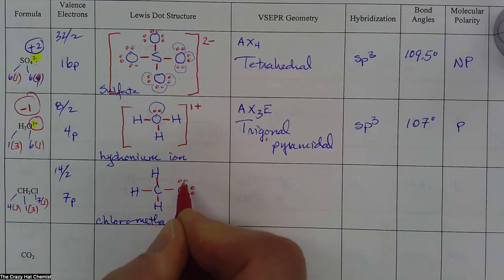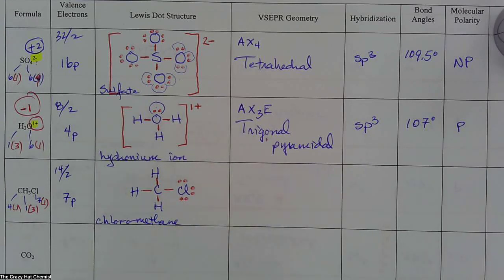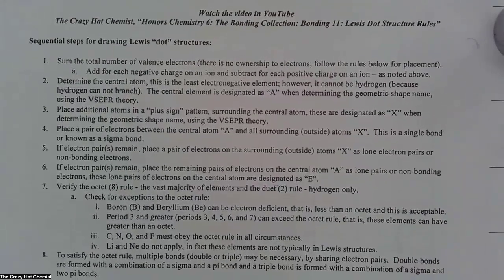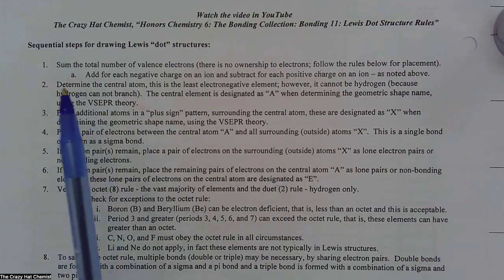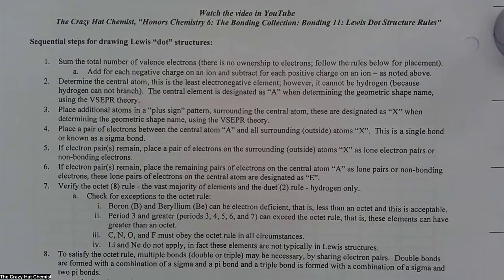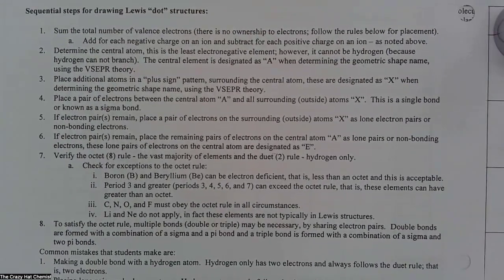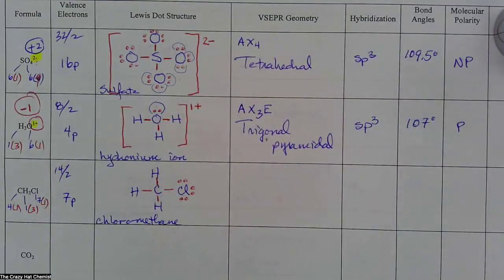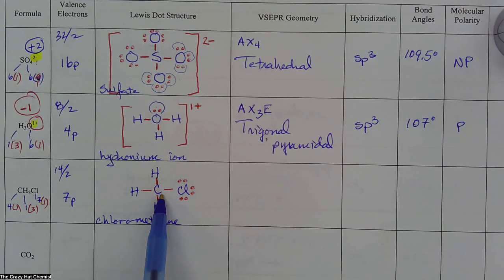That's why you're following the set of rules. I cannot emphasize this enough. You really need to be following these rules in order. There is a specific order that I have written these rules down. If you are not following these rules, you are not going to get the correct answer. Okay, now you're going to verify the octet rule for chlorine and carbon, and that's correct. And hydrogen for the duet rule, that's good to go too.